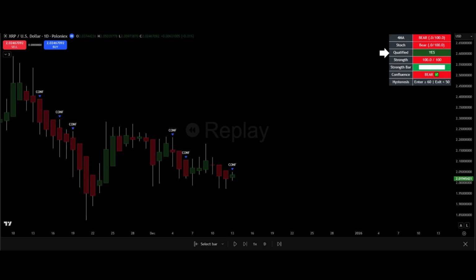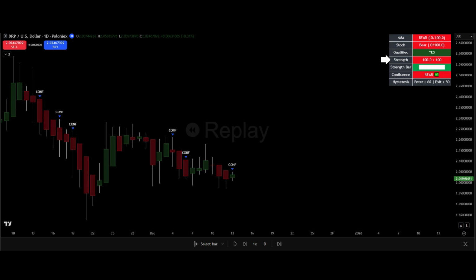Qualified, yes or no. This is a safety gate. When qualified is yes, the internal alignment conditions are strong enough to treat the output as actionable. When it's no, the market is likely transitional. Risk should be reduced. Strength, 0 to 100. This is the blended confluence score. Higher values mean stronger agreement between trend and momentum.